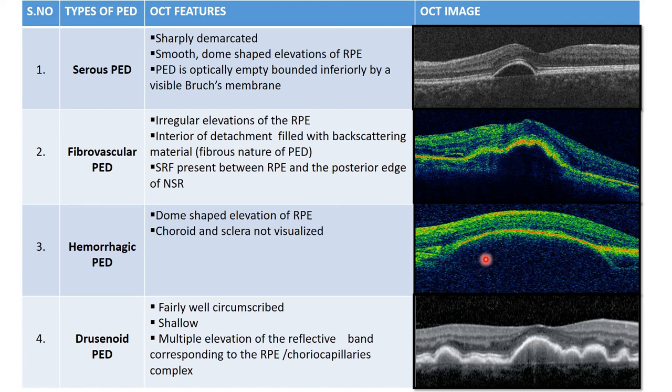Okay, when it comes to hemorrhagic PED, you will have a dome shape with the choroid and sclera not visible, because the blood here blocks us from imaging the structures below. So when there is blood, you won't be able to see the structures beyond here. So that's why it blocks the choroid and the sclera. When it comes to drusenoid, there will be a fairly well circumscribed lesion, and you will find it shallow, and then there will be multiple elevations.